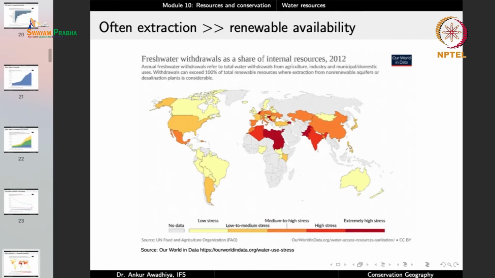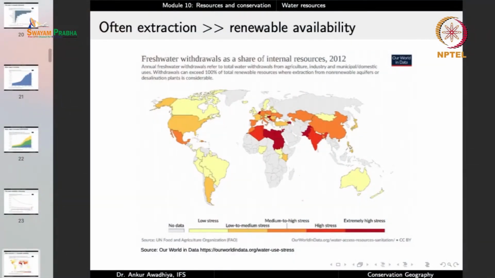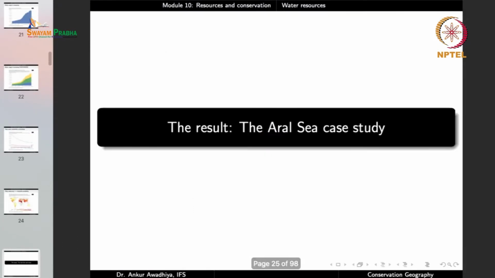and in many cases the extraction is much greater than the renewable availability. That is, the water that is being made available through the hydrological cycle, if that is amount X, then we are extracting an amount that is much greater than X, meaning that we are now depleting our water resources, we are depleting our water bodies, because the extraction is greater than the renewable availability of water.